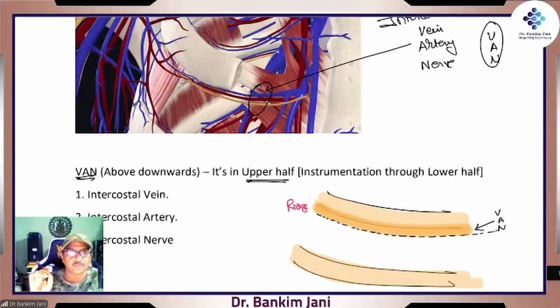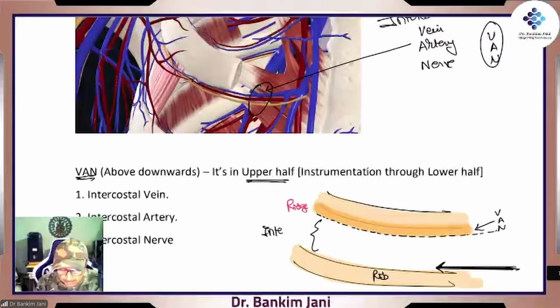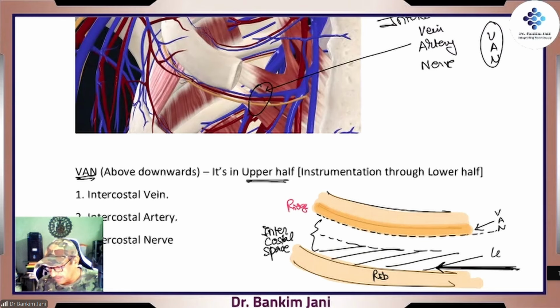So the safest thing is what? The safest thing is, you palpate the rib, this is the rib, and just immediately above the rib is the area of instrumentation. Your needle should be passing through the point which is just above the rib. So above the rib, that means this is the intercostal space, right? When we say intercostal space, the area of instrumentation is the lower half of the intercostal space, or the upper part of the rib.